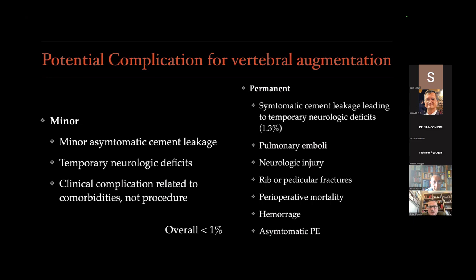There are some potential complications for vertebral augmentation, overall less than 1%. Some minor complications: asymptomatic cement leakage, temporary neurologic deficit, clinical complications related to comorbidity are not reduced. Some permanent complications: maybe symptomatic cement extravasation, neurologic deficit, pulmonary emboli, and other types of complications.